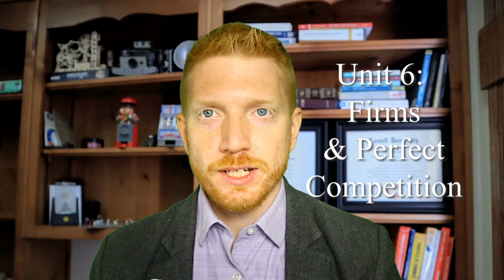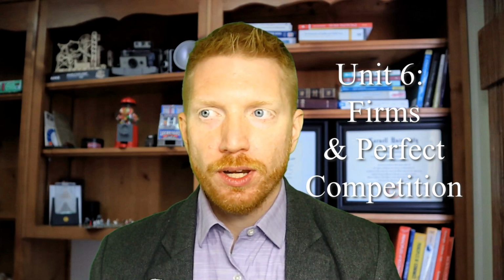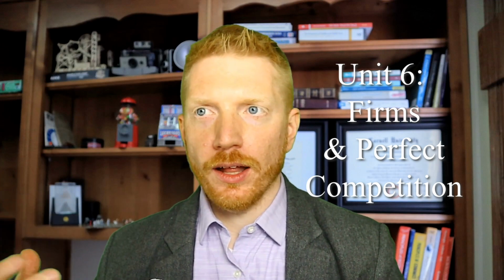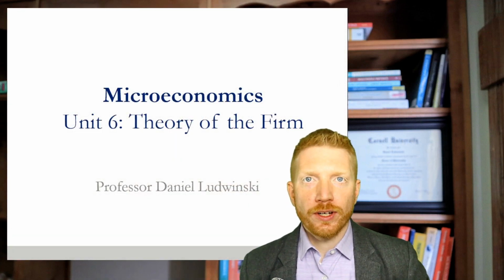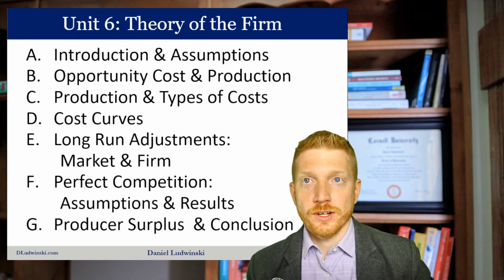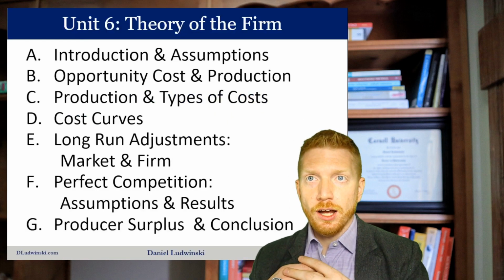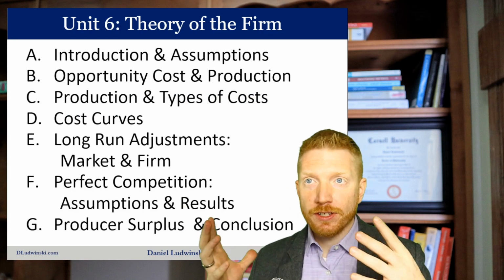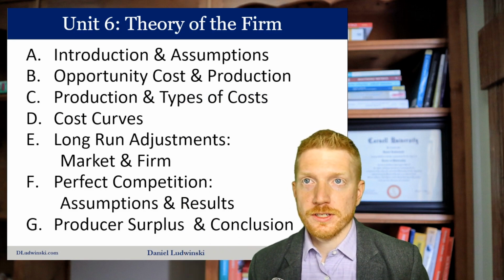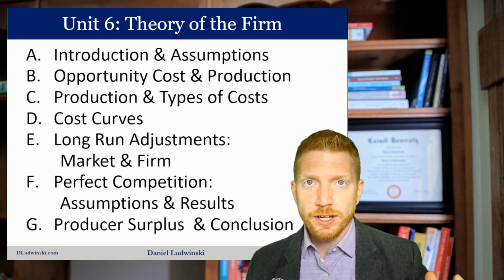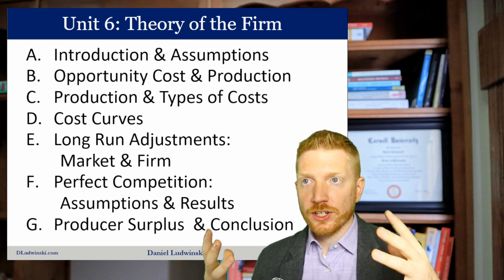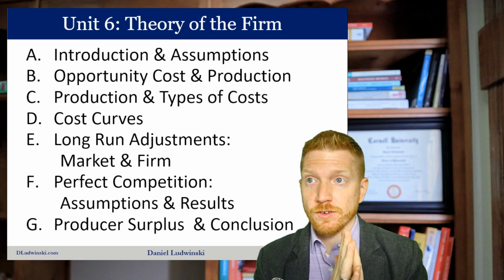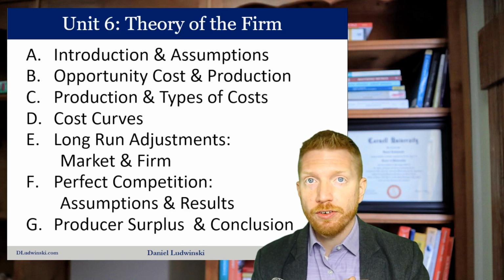What we're going to be doing today is starting a new unit and talking about producers and the theory of the firm. This unit is going to have 7 different sections, so we're going to start off in this section introducing this topic, going over some of the assumptions. Then we'll talk about opportunity cost and production, think about different types of production and different types of cost, build up our knowledge around that.